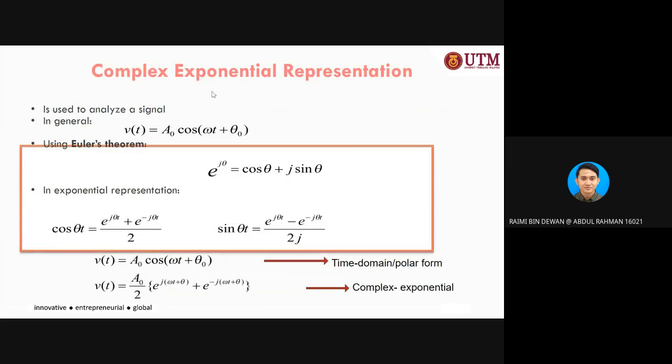So now we go to complex exponential representation. When we refer to exponents, it means your answer will be in exponent, you will have some sort of e like this. Complex exponential representation is used to analyze a signal. In general, we have v(t) equals A_0 cos(omega t plus theta_0). Bear in mind this is capital A_0, not a_n, not b_n, not the small letters.